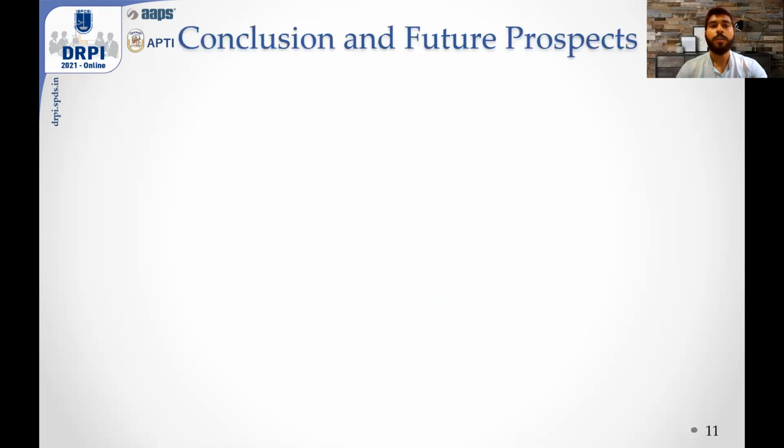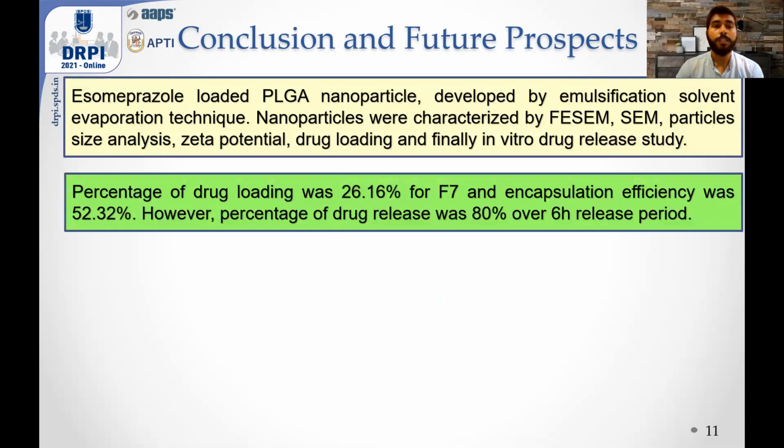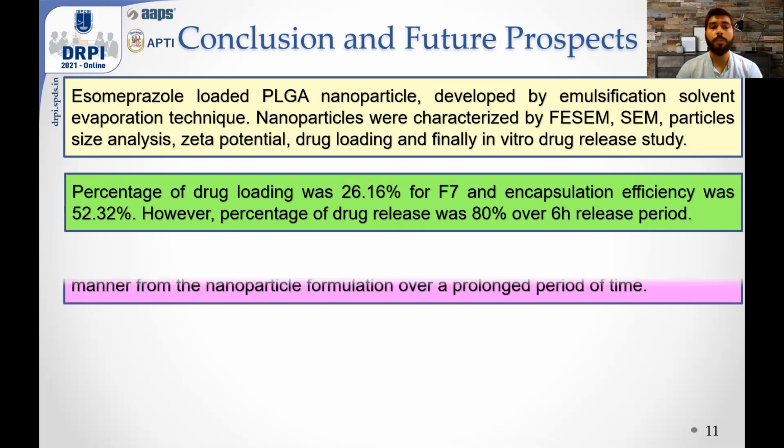Then we come to the conclusion and future prospect part. Esomeprazole loaded PLGA nanoparticle was developed by emulsification solvent evaporation technique. Nanoparticles were characterized by different methods and these data were used to evaluate the different formulations. Here we can see the percentage of drug loading and encapsulation efficiency for formulation F7 was much better as compared to the other formulations. However, the percentage of drug release was 80% over a 6-hour release period.